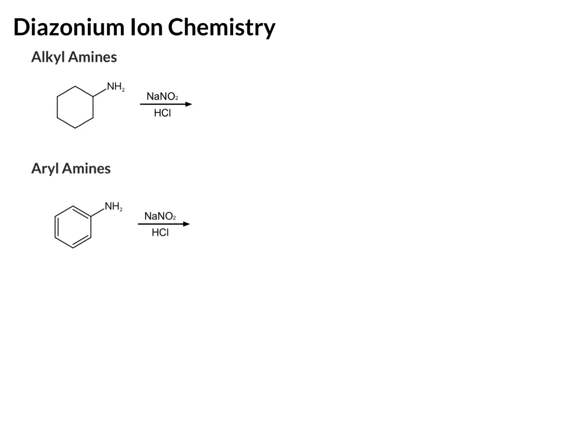So what's the utility of these diazonium ions? Why do we care about them? Why are they useful? Well, with alkyl amines, let's take a look at what happens. If you take an alkyl amine and subject that to nitrous acid, you will form the diazonium ion.